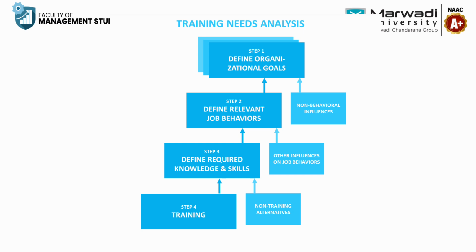Now there are other parameters also. See, are there any non-training alternatives? Then you don't have to train the employees. Non-training alternatives can be, let's say you find that certain job behaviors are needed, certain behavior a person should possess to fulfill the job, but this person does not have enough knowledge and skills. So either you give training, or you hire new candidates who already possess those skills. That is a non-training alternative, right?